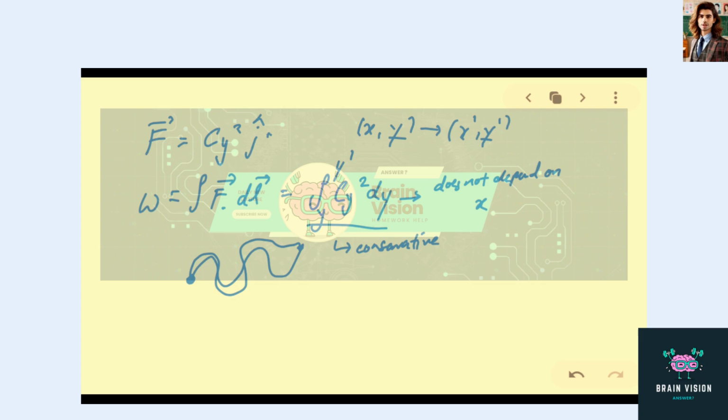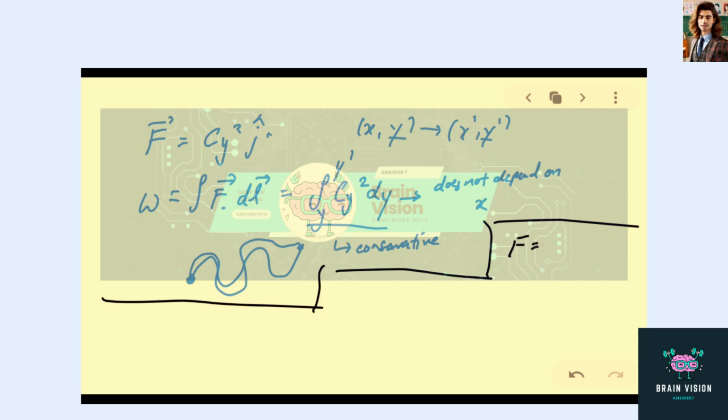On the other hand, we want to consider now a force F equals c y squared, but in the i hat direction, right? So i hat being in the x direction, doing the same thing to find the work done, this will be F dot dx from x to x prime, which is c y squared dx from x to x prime.